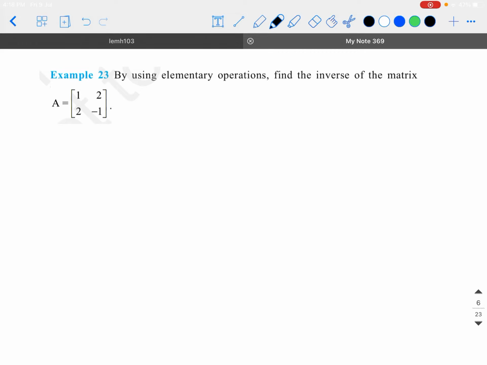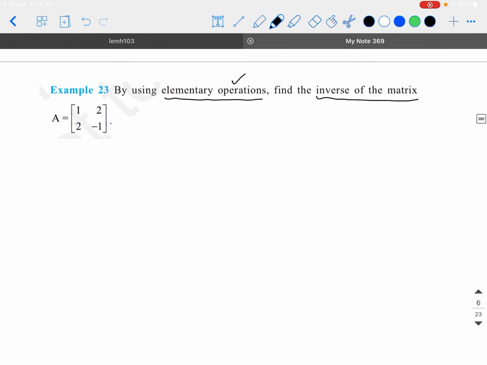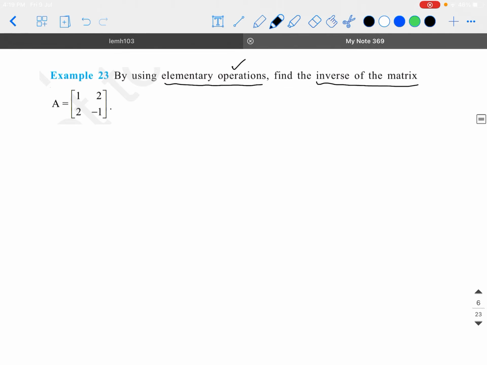Now we will see an example of how to find the inverse of a matrix using elementary operations. As we already discussed, the inverse of a matrix will exist only if it is a square matrix, but elementary operations can be done for either square or rectangular matrices, right? But here, since you are asked to find the inverse, you will definitely have a square matrix in the question.